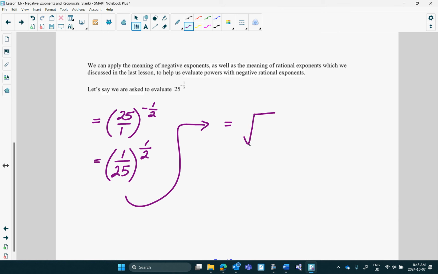Well, a radical, right? So the base goes in here. The exponent is 1, so that's the same as raising it to the 1, which I don't have to write. And the root is square root in this case. So that means we've got to find the square root of 1 over 25, which remember is the same as the square root of 1 over the square root of 25, which is 1 over 5.